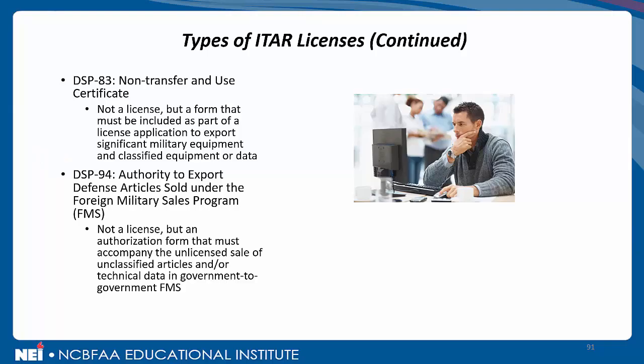DSP-94 is an authority to export defense articles sold under the Foreign Military Sales Program, FMS as it's referred to. We have a whole section on FMS, so we won't get into definitions about that now, but this DSP-94 is really important. And again, not unlike the DSP-83, it's not a license, but an authorization form that must accompany the unlicensed sale of unclassified articles and or technical data in government-to-government foreign military sales. So it's yet another document. Foreign military sales are government-to-government transactions. Let's say that for now. We have a whole section on it later on. The DSP-83 and the DSP-94 are not licenses per se, but certainly additional documentation that have to accompany certain types of transactions.